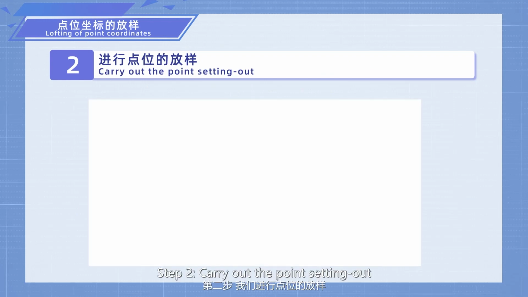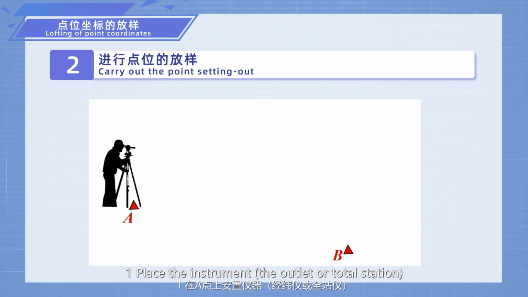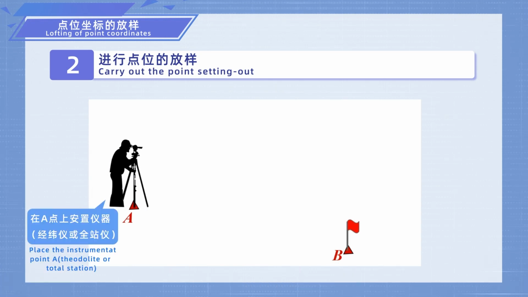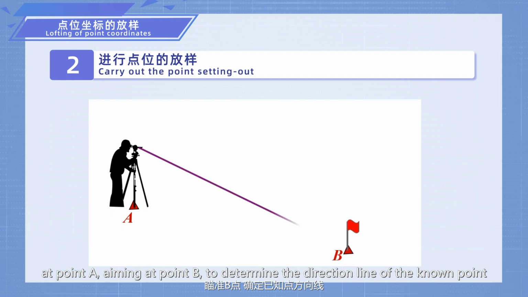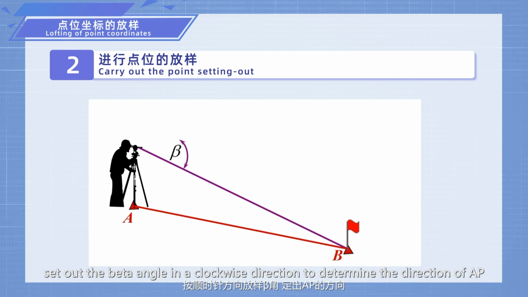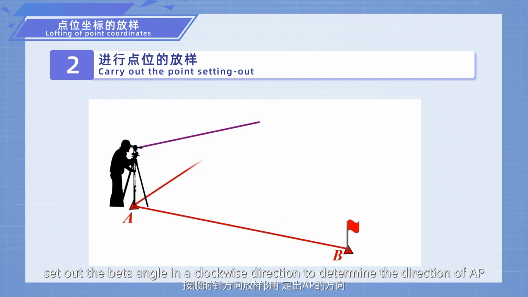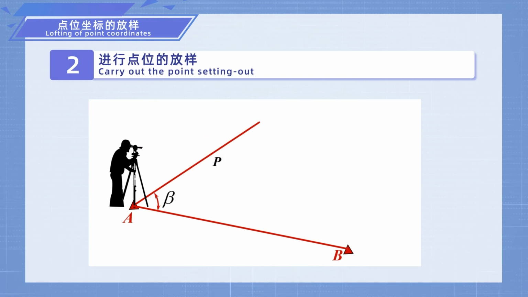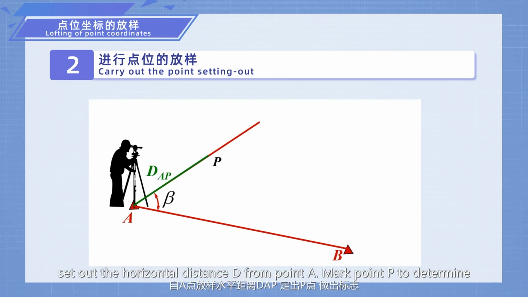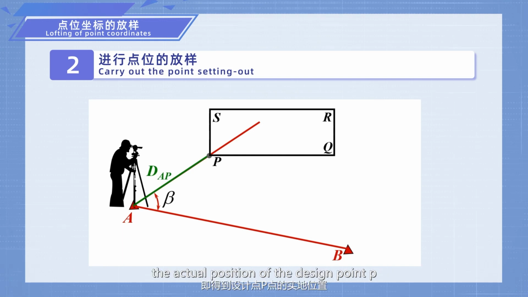Step 2. Carry out the point setting out. 1. Place the instrument, a theodolite or total station, at point A, aiming at point B, to determine the direction line of the known point. Set out the beta angle in a clockwise direction to determine the direction of AP. 2. Along the AP direction, set out the horizontal distance D from point A to mark point P to determine the actual position of the design point P.